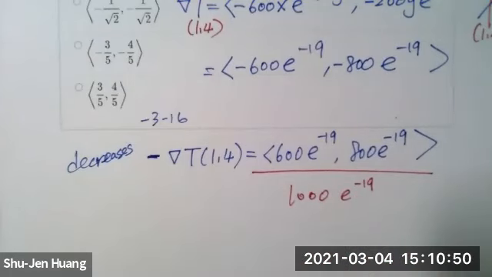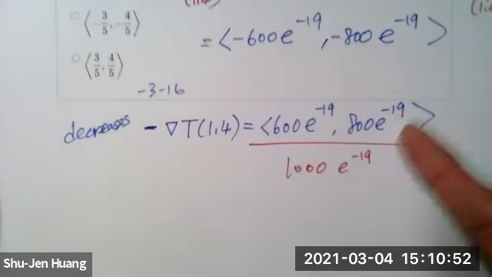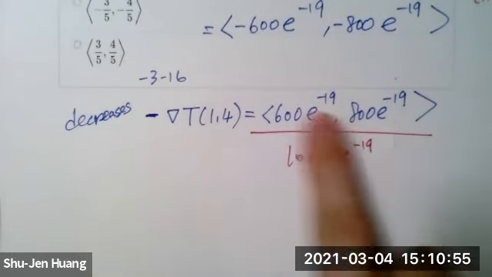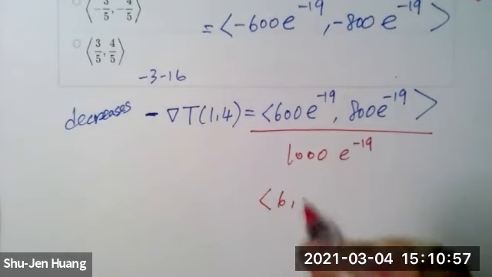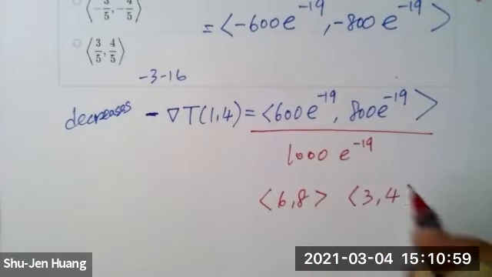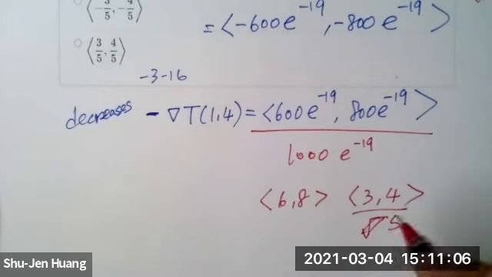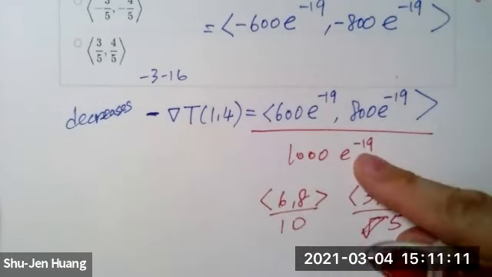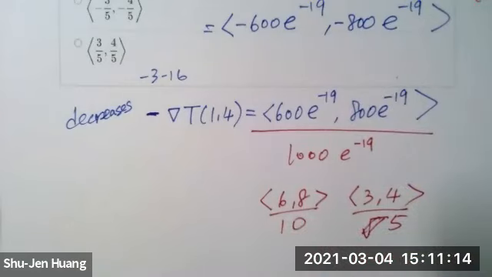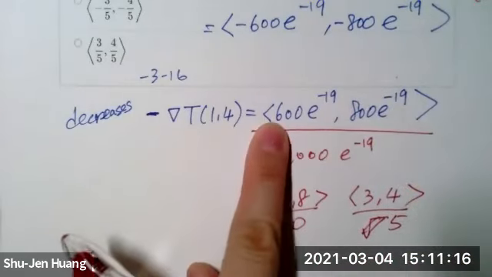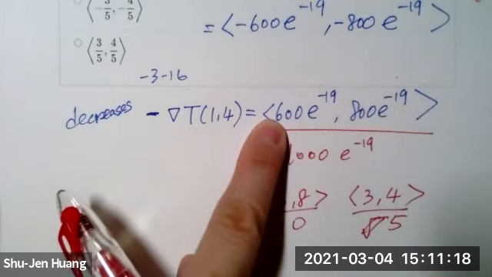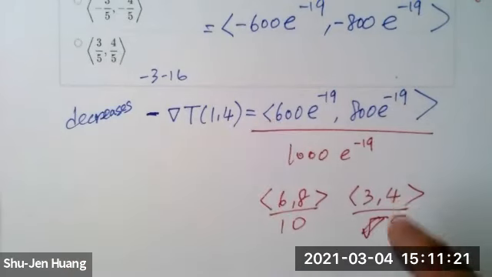Or, just like some people mentioned, you can scale this down because this vector is in the same direction as (6, 8), or you can say (3, 4). They are all in the same direction. And in order to find the unit vector, you just need to divide, this one by 5, this one by 10. Or you can do it directly here, it's just that the number is larger. You can divide everything by 200 e to the power minus 19 to get this vector here. Is that good?